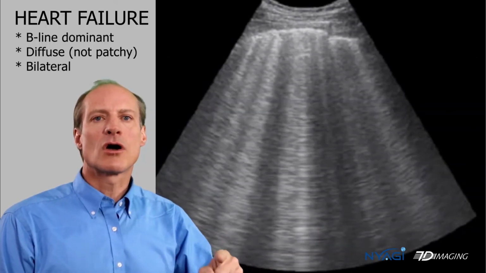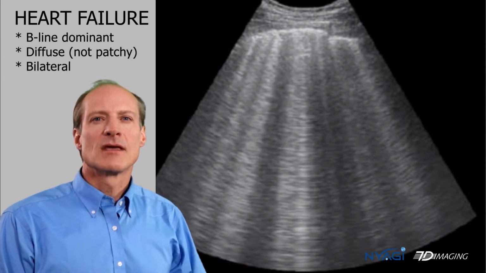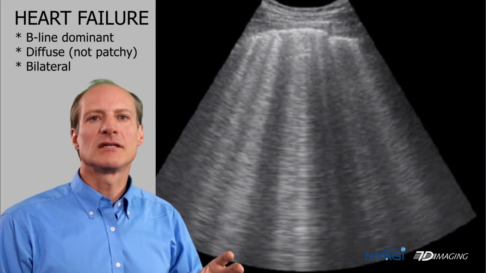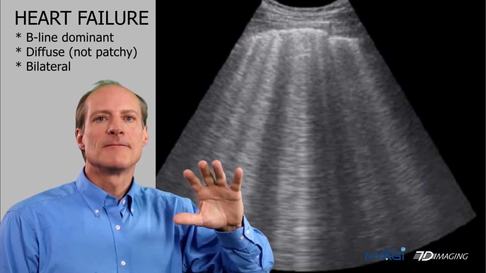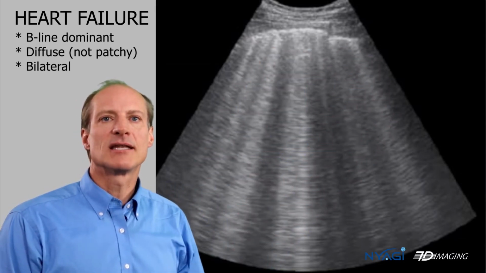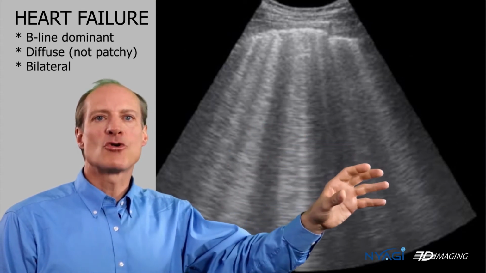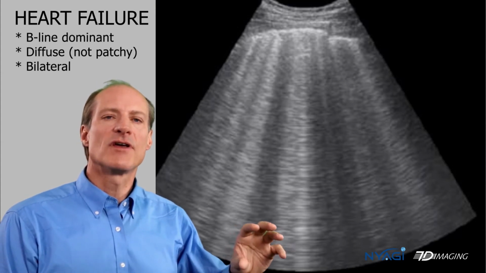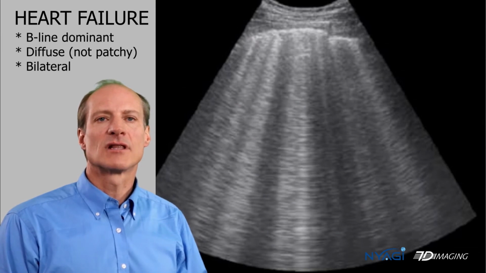Congestive heart failure will cause multiple B-lines as the lungs get wet. However, unlike the COVID-19 virus, which is typically a patchy type of pneumonia, congestive heart failure presents as a generalized bilateral lung B-line dominant ultrasound image. It does not have the normal and abnormal patches adjacent to each other because the congestive heart failure will cause a diffuse wetness of the lungs.